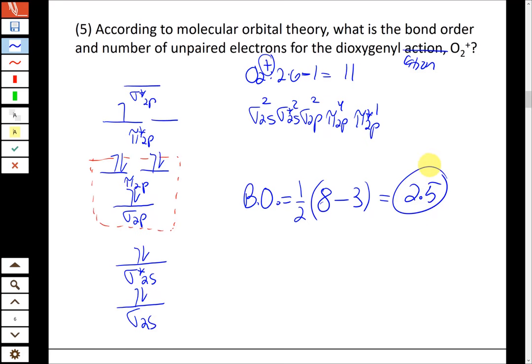And then the number of unpaired electrons: all the first 10 electrons are paired, 2, 4, 6, 8, 10. But this lone electron up here is unpaired, so it's going to be 1 unpaired electron.